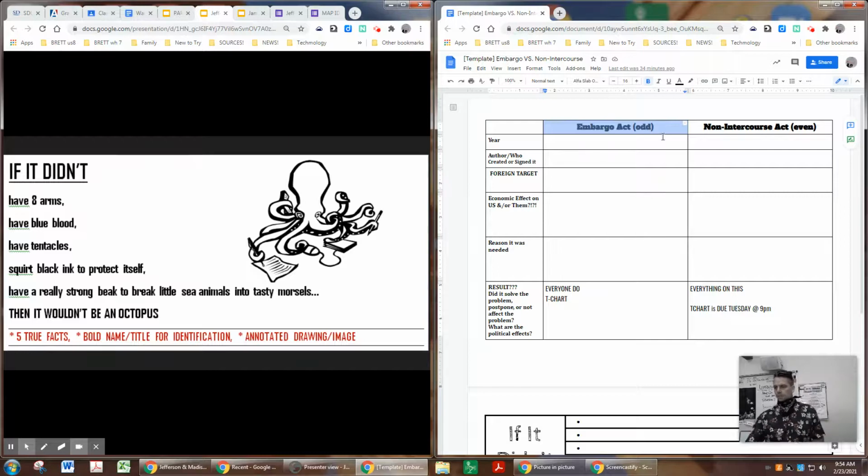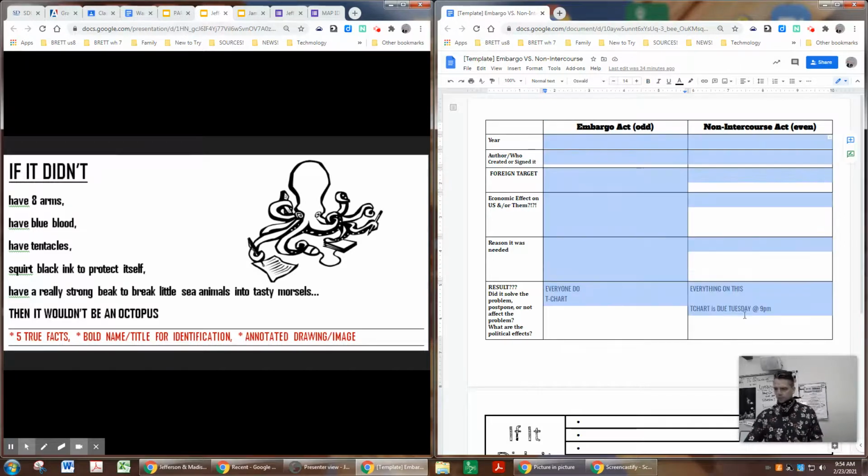And this is the key: everyone should be doing both columns on your T chart. The T chart is very helpful. You get yourself a T, with the Embargo Act on one side and the Non-Intercourse Act on the other. Every student is going to do both sides, so we really know our facts, but we're going to focus on one for the If It Didn't project. It's a way to state true factual details and get it completely associated with that one topic.